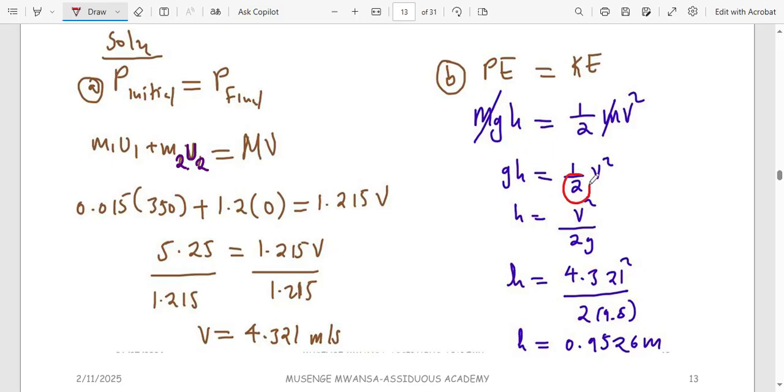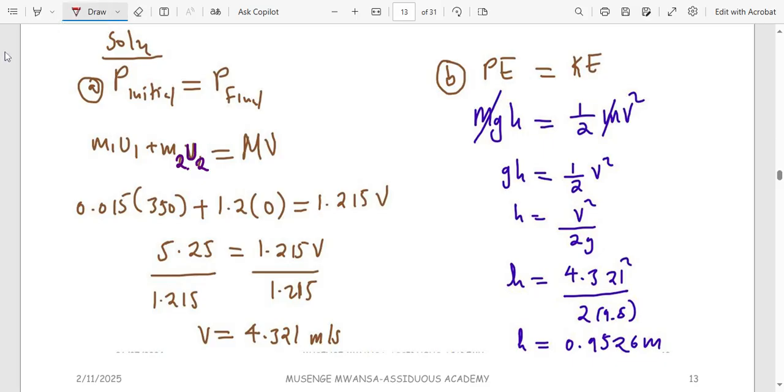And then we'll cross multiply these two with the gh. So that will give you 2gh is equal to v squared. Okay, and then if you want to remain with height, divide both sides by 2g. So we remain with height is equal to v squared over 2g.